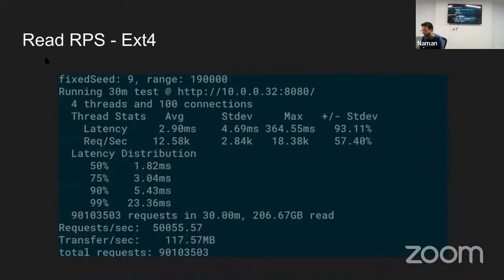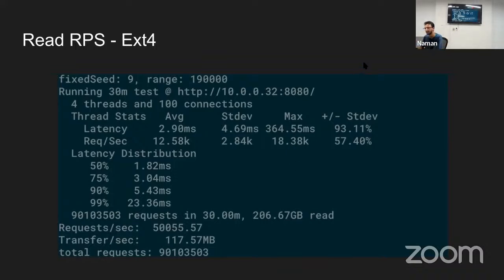So let's wrap this up. This is my last slide, where we talk about the read RPS. In this operation, we are not doing any reads or writes whatsoever. We are just trying to read everything from the HTTP server. Here we got around 50,000 requests per second, and the reason was the buffered cache. Everything was inside the buffered cache, hence everything was really fast.